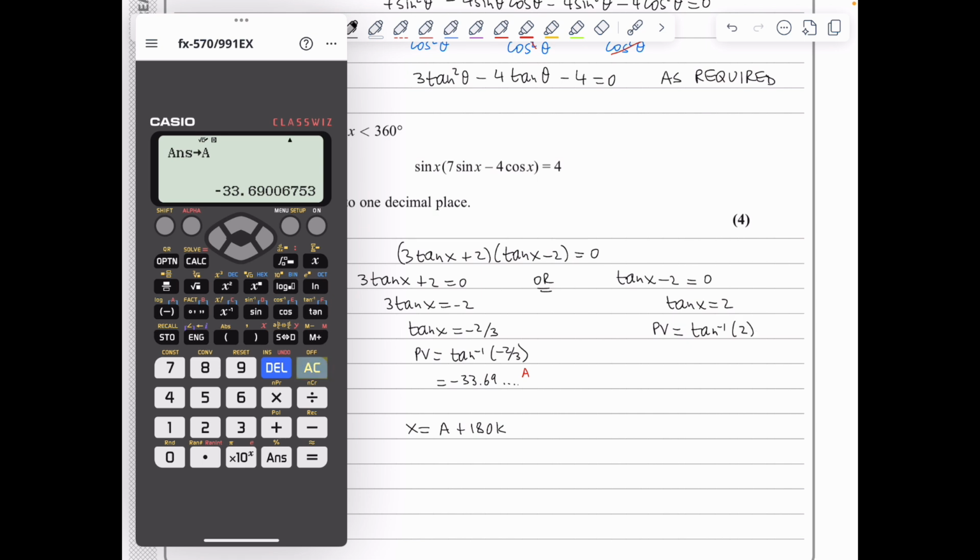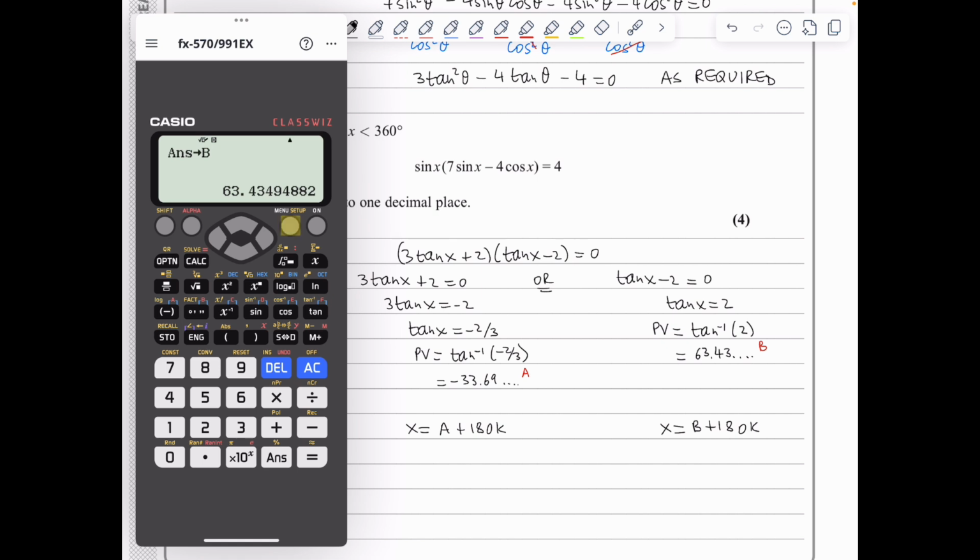So on the calculator, shift tan of 2 gives an answer of 63.43 dot dot dot. I will store this one on B. So let me make a note here. This is B, and therefore we are looking at x being equal to B plus 180k. And I will proceed on the calculator to generate all solutions between 0 and 360.